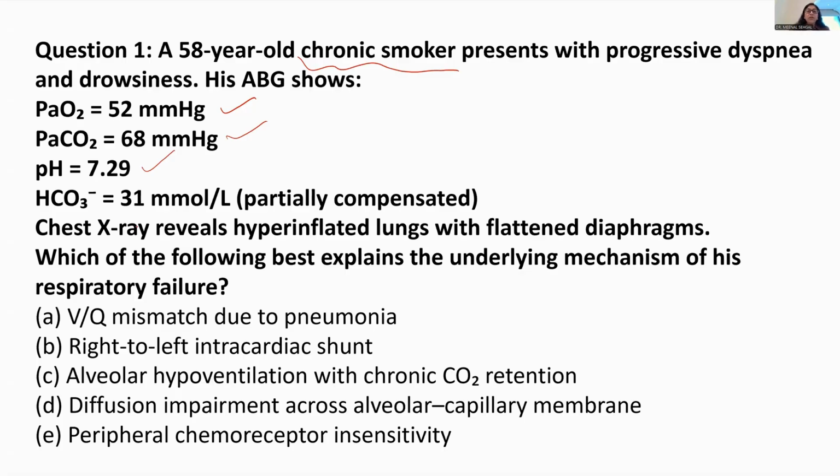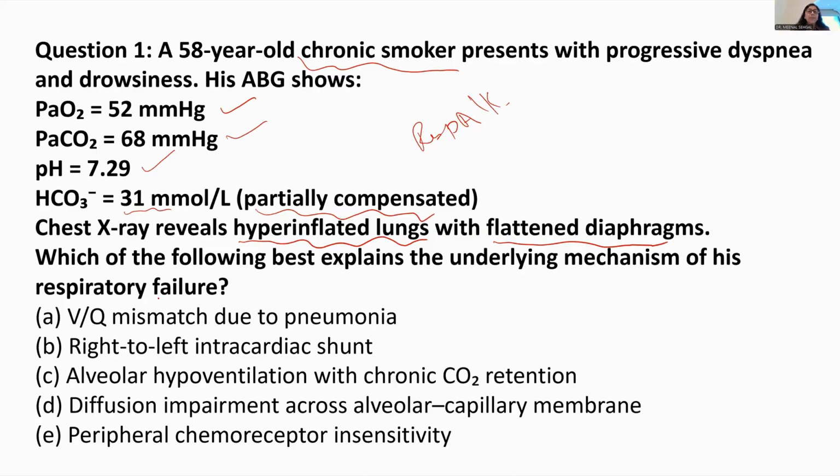Now the bicarb is also on the higher side, that is 31 millimoles per liter. That means we are dealing with a partially compensated state. So it is respiratory acidosis with metabolic compensation, renal compensation. The X-ray chest is giving us hyperinflated lungs with flattened diaphragm. Which of the following best explains the underlying mechanism of his respiratory failure?